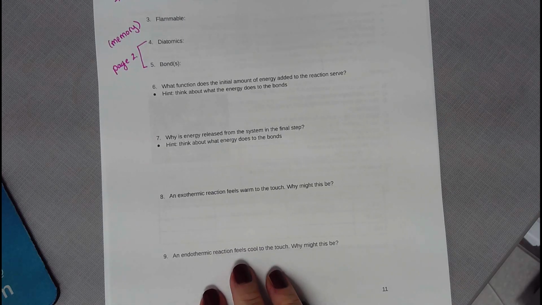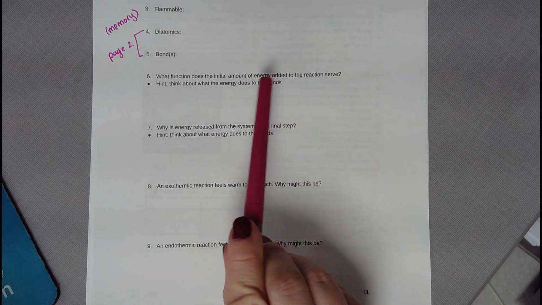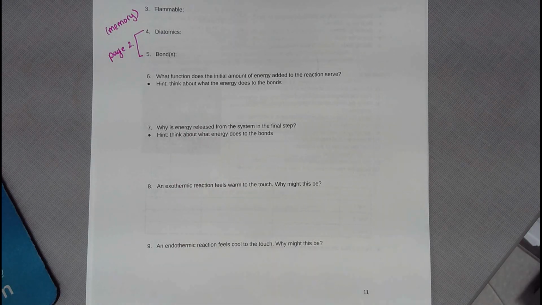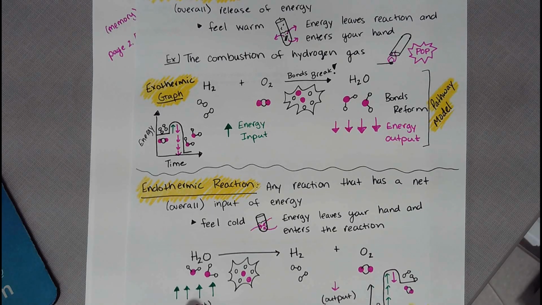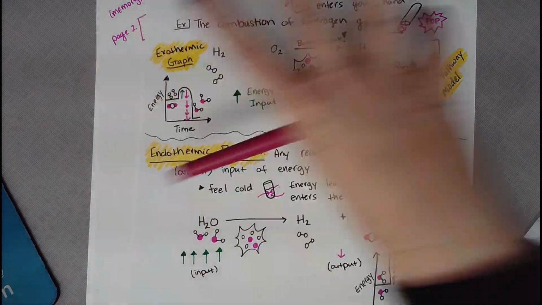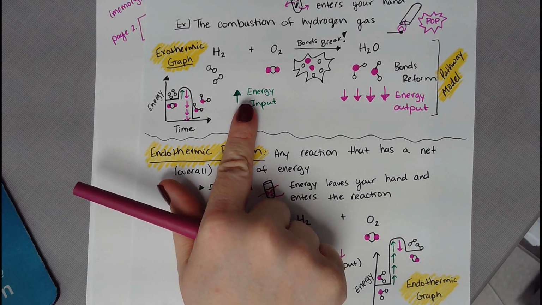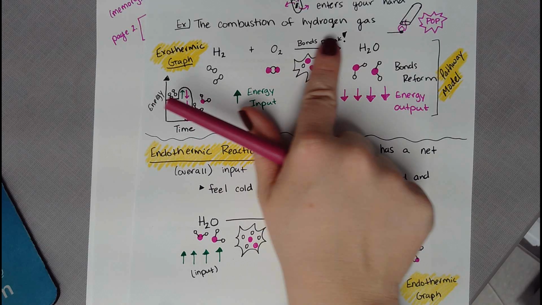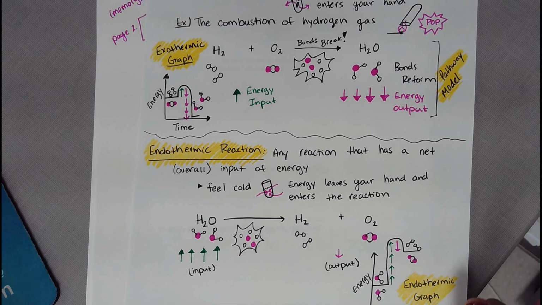All right. Now, question 6. What function does the initial amount of energy added to a reaction serve? So, what I am asking you here is, this energy input does something. What does this energy input do? Look through your diagram and remember that we read these left to right. So after energy input, look towards the right and see what happened next in our pathways. And if you need to go back and replay this video, you can.